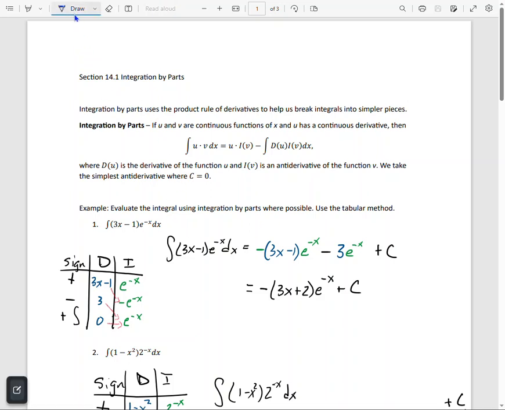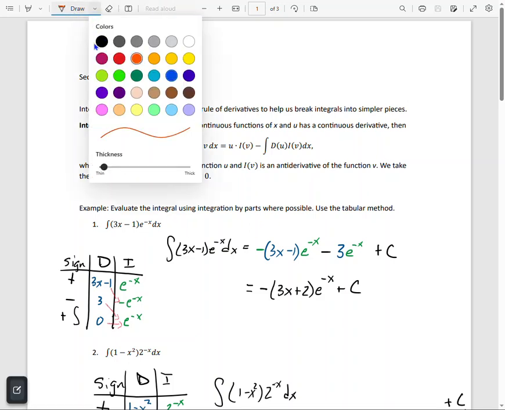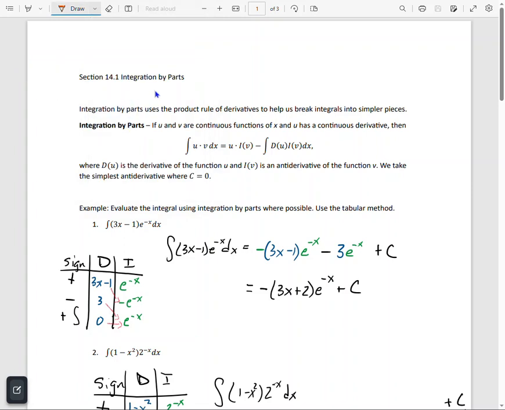Let's talk about integration by parts. This is the closest that we'll ever have to a product rule for integrals. We don't have a product rule. This is not a product rule, but this is similar to the product rule.